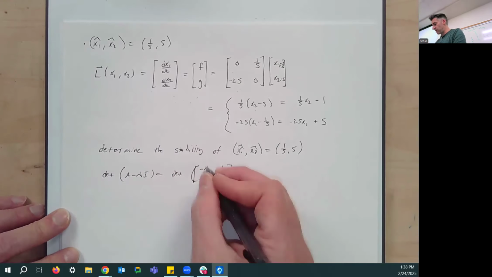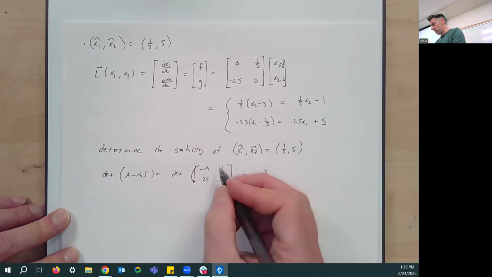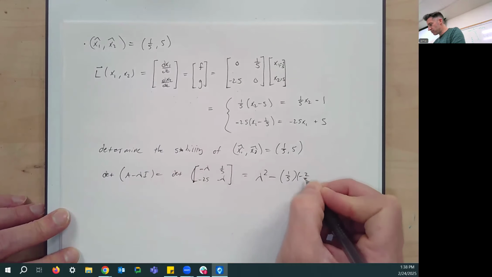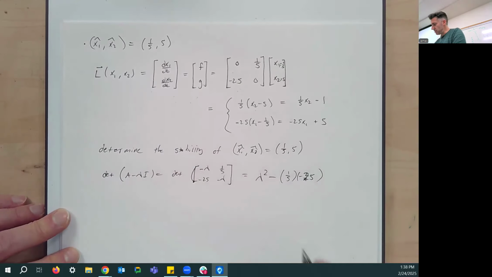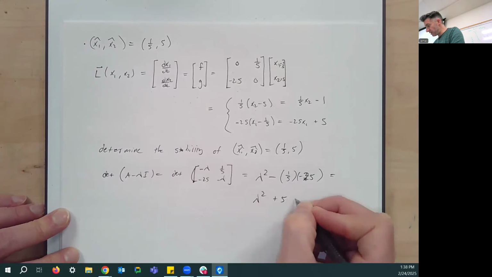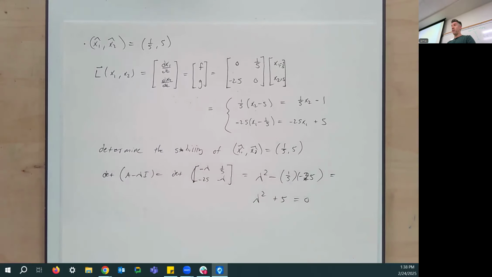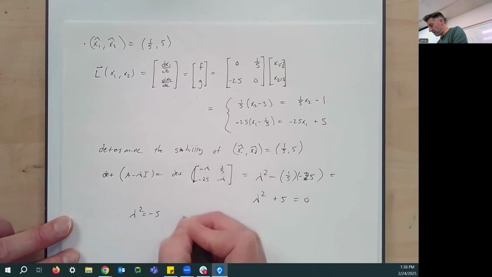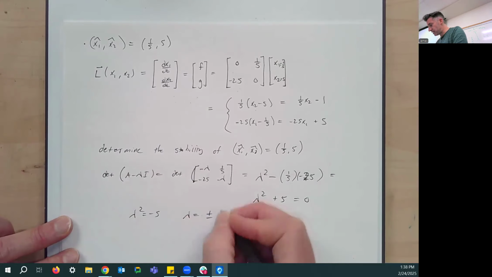That's going to be lambda squared minus 1/5 times negative 25. Wow, if I could write numbers maybe. Which is going to be lambda squared plus 5, which means we're going to get imaginary eigenvalues. We get lambda squared equal to negative 5, lambda equal to plus or minus i root 5.